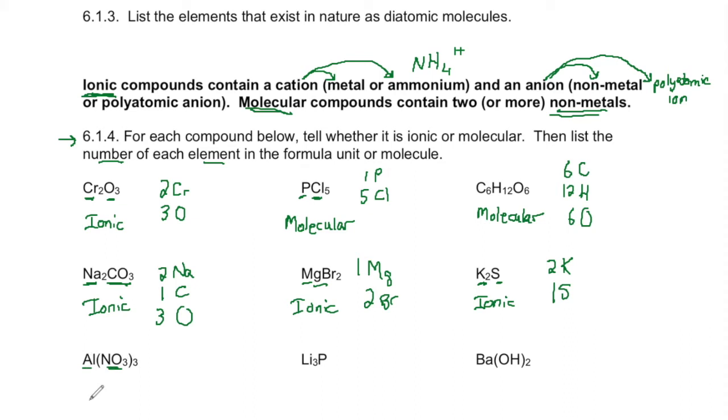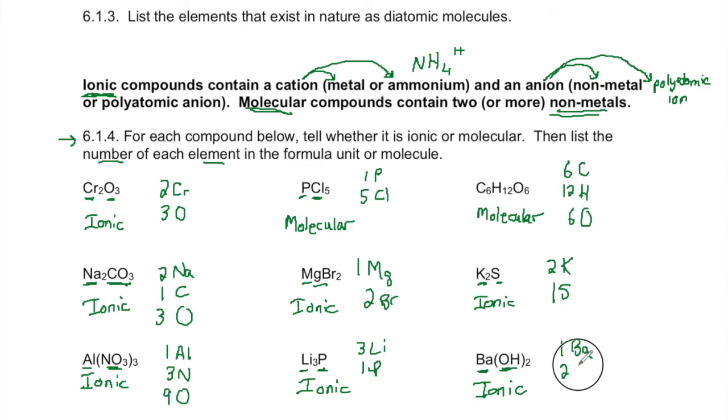This one has a metal, aluminum, and a polyatomic ion for the anion. So this is ionic. It has 1 aluminum, 3 nitrogen, and 9 oxygen. This one has lithium metal with phosphorus nonmetal. It is ionic. It has 3 lithium and 1 phosphorus. This one has a metal and a polyatomic ion, so that is ionic. It has 1 barium, 2 oxygen, and 2 hydrogen.